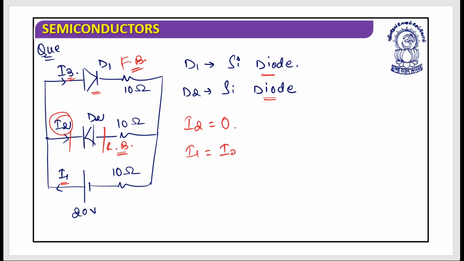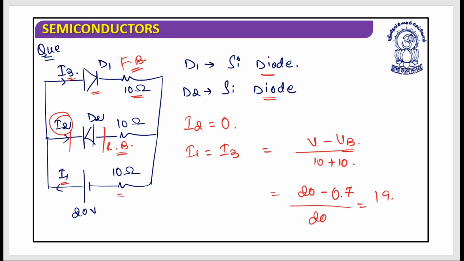So I1 equals I3, which equals V divided by this resistance plus this resistance. But again, I need to account for the barrier voltage, cutoff voltage, or knee voltage, whatever you call it. It's V minus VB divided by 10 plus 10, which is 20 minus 0.7 divided by 20. It's 19.3 divided by 20 ampere. I hope this is clear.